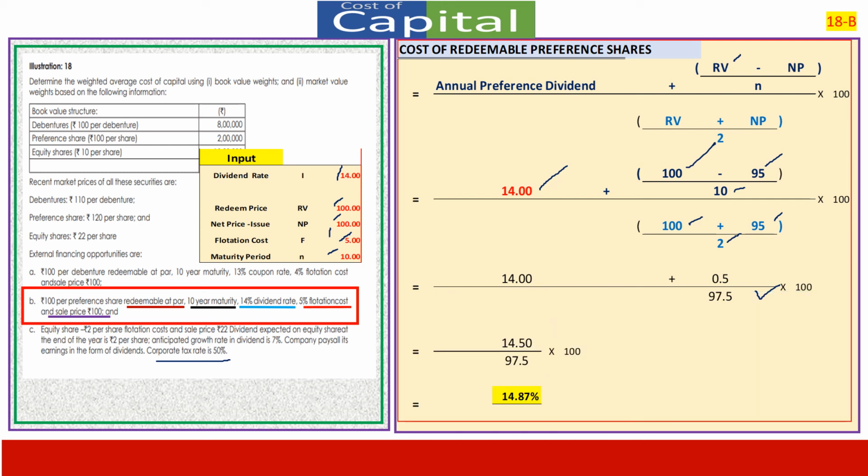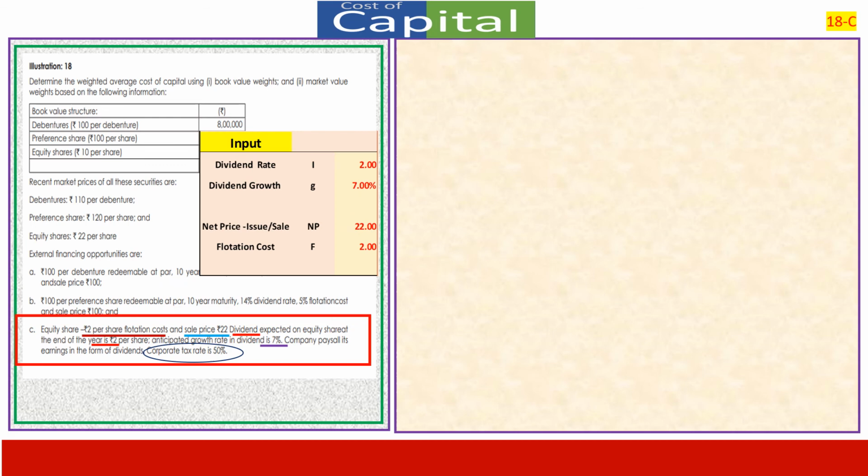and that brings us to 14 plus 100 minus 95, 5 by 10 is half, divided by 195 divided by 2 is 97.5, effectively 14.5 divided by 97.5 into 100, the cost is 14.87% in respect of preference shares. Debt over, preference shares over.